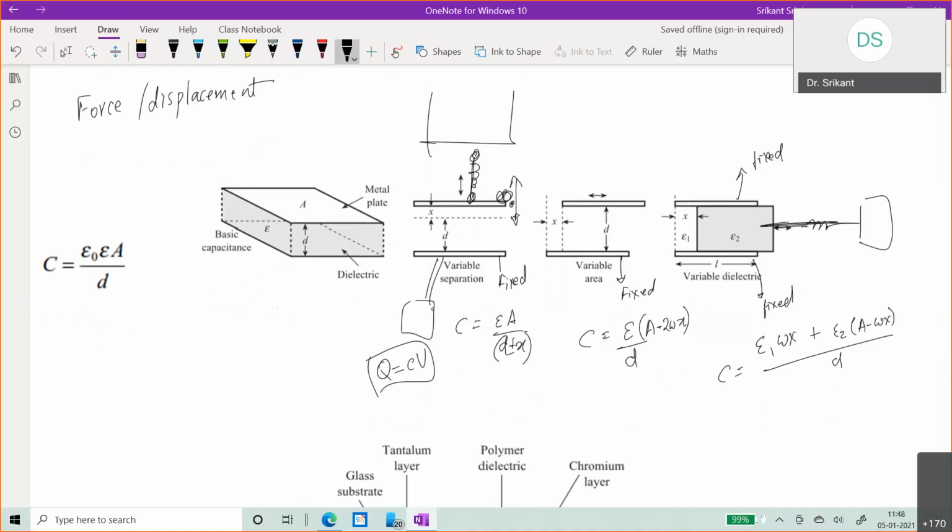So if C changes, how can you measure the signal? That's what I wrote over here. If the capacitance changes, then this relationship changes, Q is equal to CV. So if I have a fixed voltage, then as the capacitance changes, some current will flow because Q will change. So I can see some instantaneous flow of current. Or if the Q is fixed, then I can see a change in the voltage.